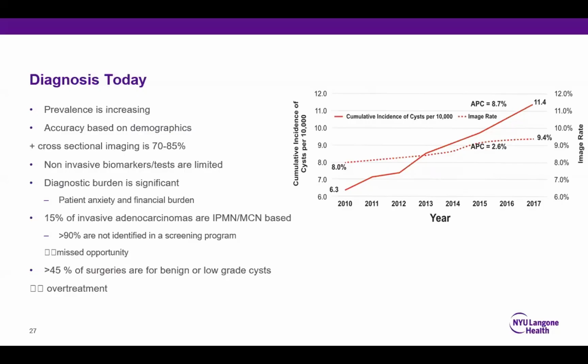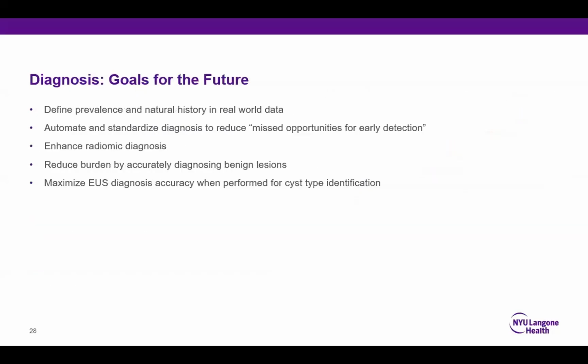About 15% of cancers that are ultimately diagnosed are IPMN based, but it's important to zoom in on the fact that the majority of these cancers that are ultimately diagnosed as IPMN based were not enrolled or even considered to be in a screening program. So although there is that opportunity to screen for these patients, we miss this opportunity in most of the patients we ultimately diagnose. On the other hand, as everyone in the audience knows, despite our best efforts, we're still doing much more surgery for these cysts than we should.